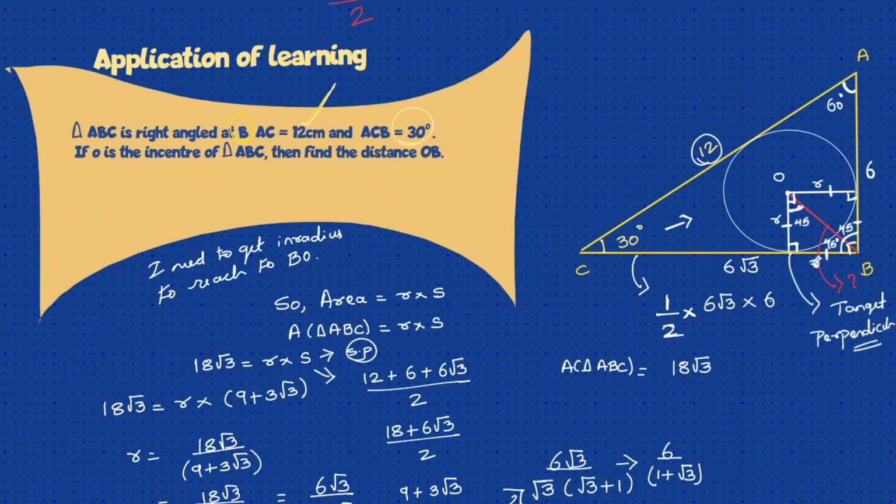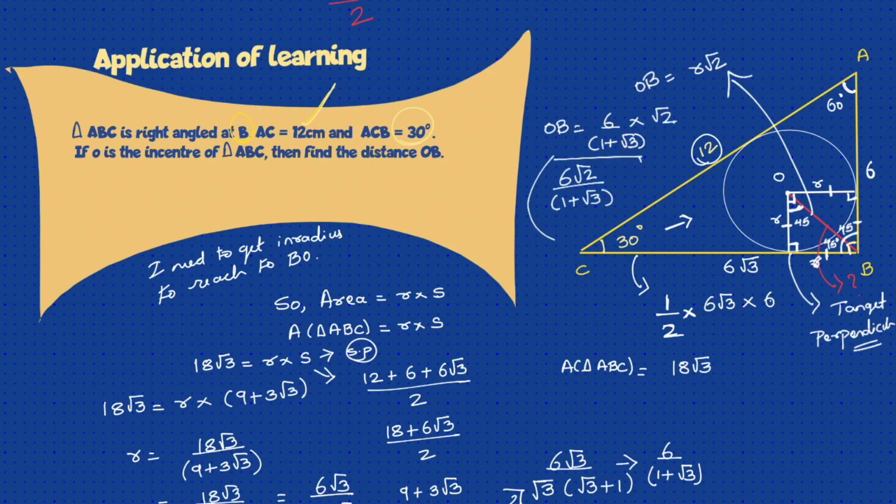It forms a 45, 45, 90 triangle, for which I know the two sides, which is R. So the hypotenuse will be equal to what? R root 2. We have done one such sum earlier. So the hypotenuse will be equal to R root 2. Just multiply this by this. That's it. So I have OB equal to R root 2, and OB is equal to 6 upon 1 plus root 3 into root 2, and that is my OB now.